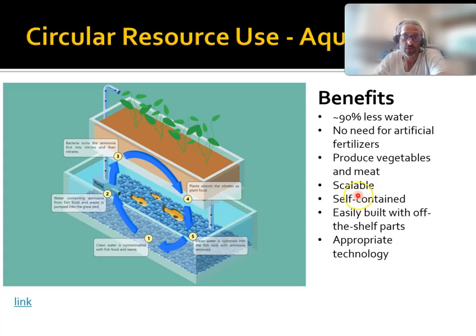It's scalable. You can do this literally in your living room and use a regular sized fish tank. I've seen them. Pretty easy to make actually. It's very self-contained. Very few inputs. You have to feed the fish and replace some of the water. That's about it. It's also really great, something you would call appropriate technology.